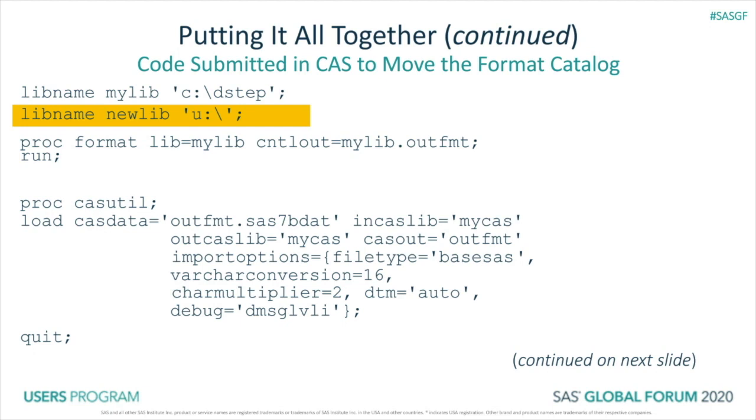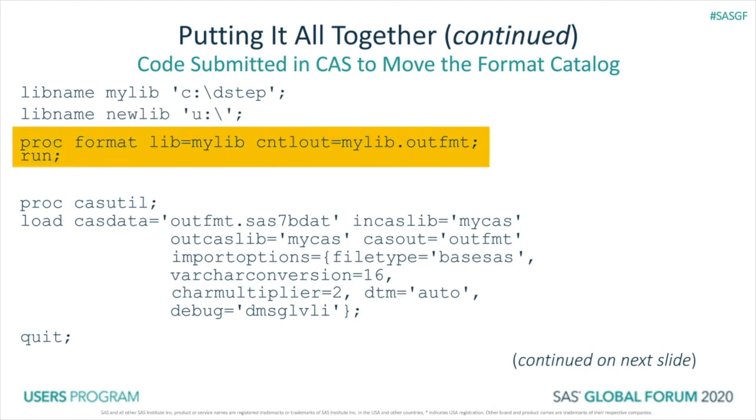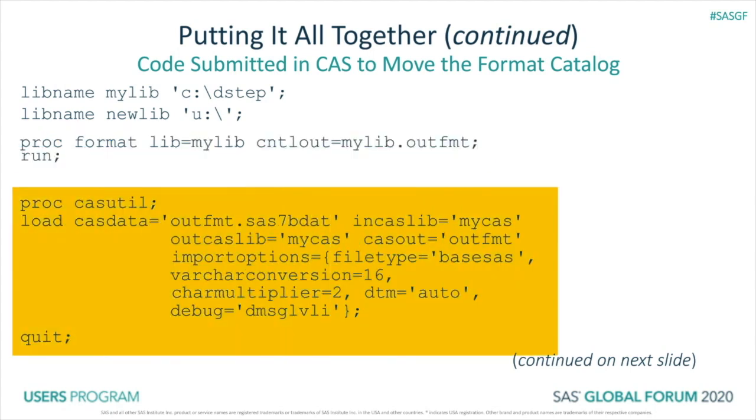Our next step is to write the format out to a data set. This is done by using the CNTLOUT= option on the PROC FORMAT statement. Now that we've written the format out to a data set, we can load that data set into CAS using the exact same code we just used in the previous slide.